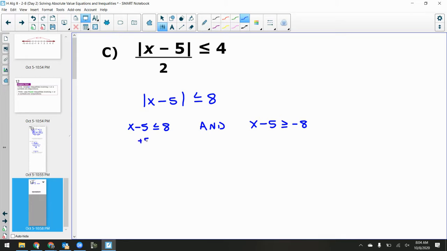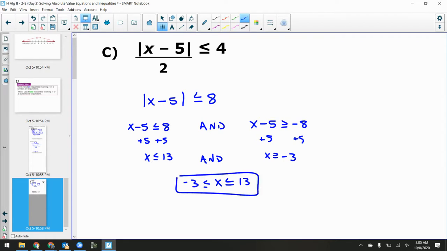We add the 5 to both sides. So x is less than or equal to 13. And add the 5 here and here. x is greater than or equal to negative 3. Okay, so x is less than or equal to 13, but still greater than or equal to negative 3. That's my solution. Remember that you should always be able to read it inside out.